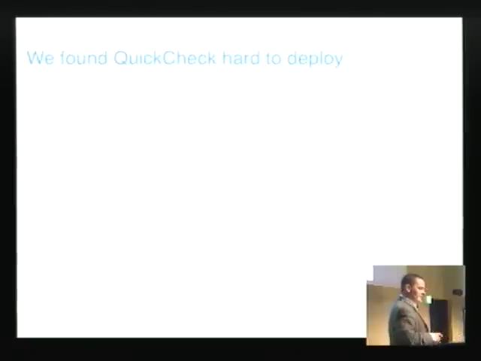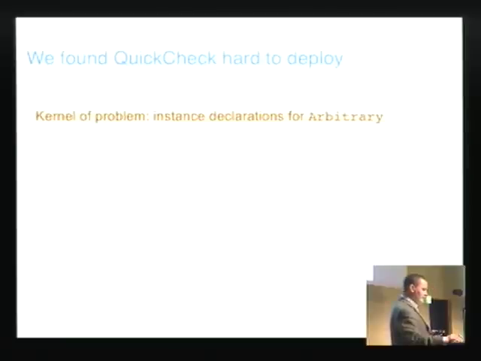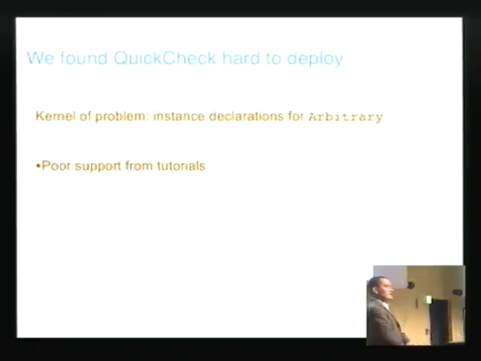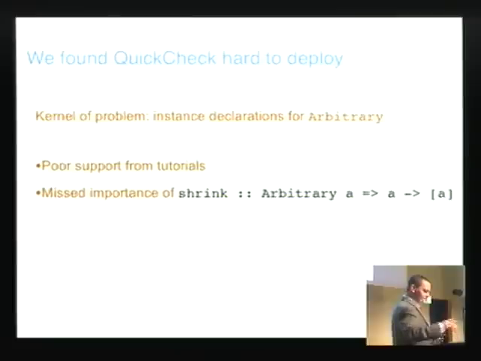So why? Well, the real problem is instance declarations for Arbitrary. Tutorials covered only using new functions on existing data types, how to write QuickCheck properties. Initially, we found some properties that were violated, but we got lots of useless counterexamples that were too big to help. We had to shrink them, and shrinking has to preserve invariance. In our case, some of our data types have some weird constraints.